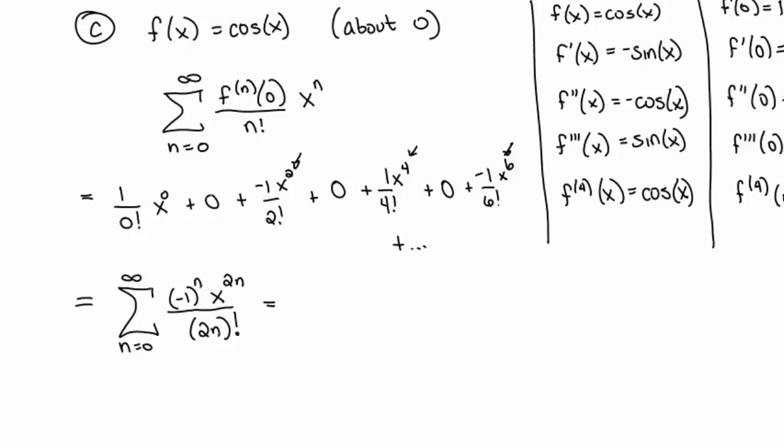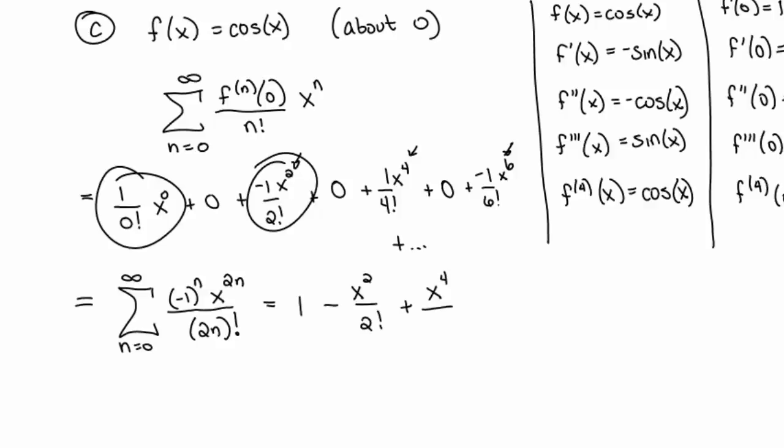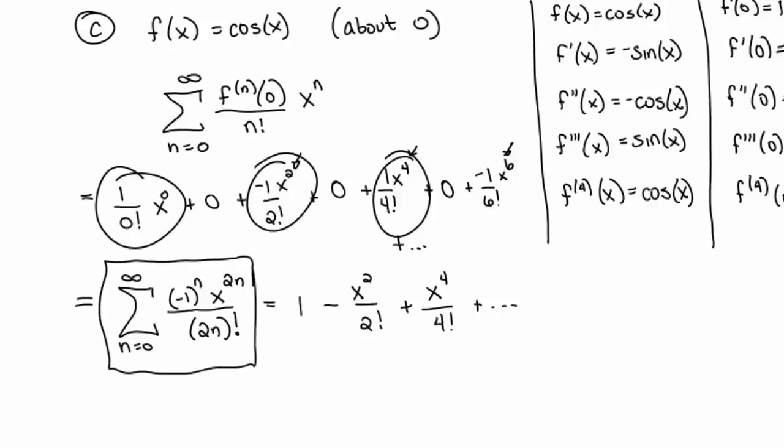So anyway, let's test this out. When n is 0, I get -1 to the 0th, which is +1, x to the 0th over 0 factorial, which is 1, which is exactly what that is. When n is 1, you get a minus x squared over 2 factorial, which is exactly what that is. When n is 2, we get -1 squared, which is a plus, x to the 4th over 4 factorial, which is the next one in line. So I'm pretty convinced that this is the pattern.